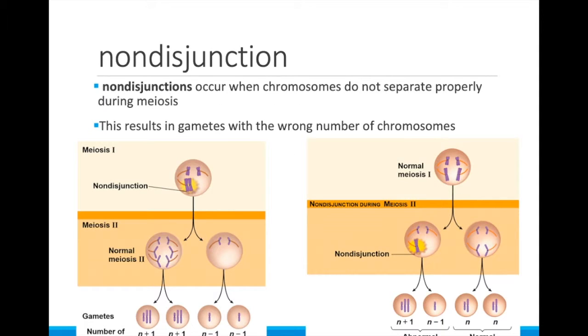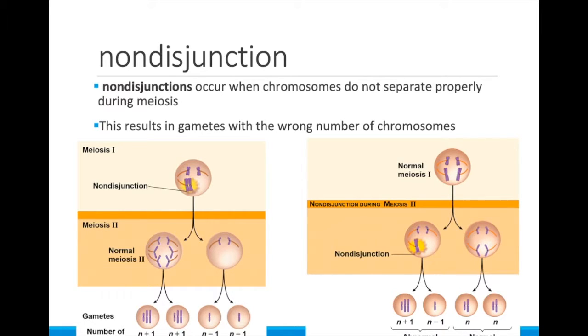A non-disjunction is when chromosomes don't separate properly. Let's break the word down. A junction is when things come together. A disjunction is going to be when things come apart. So a non-disjunction is when things don't come apart. It's a little bit of a double negative.